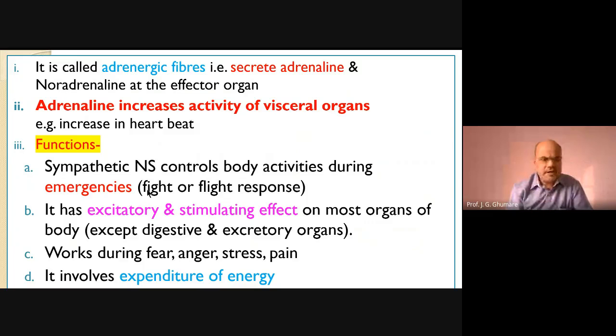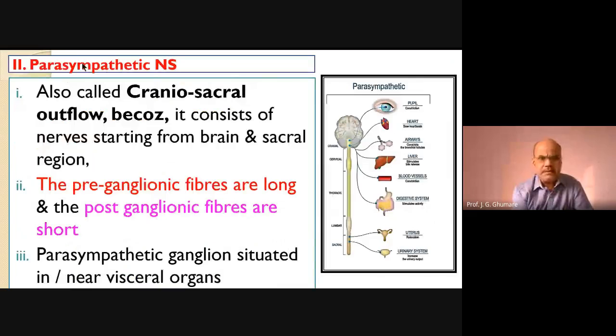Okay. The second one is the parasympathetic nervous system, which is called craniosacral outflow. You must have understood: the nerves directly start from either the cranium or the sacral region, remember. That way it is called craniosacral outflow. The nerves start from the brain and the sacral region.